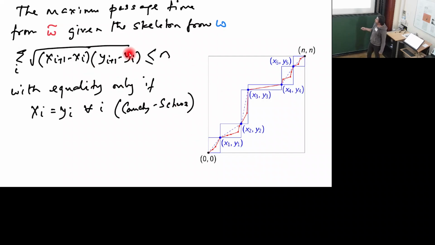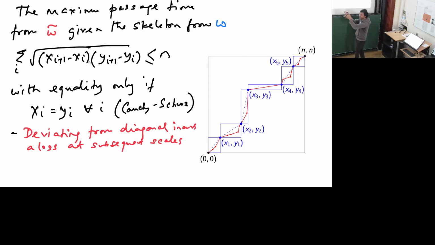Okay, but the simple Cauchy-Schwarz tells us that this sum of square roots of products is no more than n, right? Because these guys all add up to n on the two sides. And equality holds only when these guys are all the same, right? So Cauchy-Schwarz is tight if all the xi are equal to yi. So what does this tell us? Somehow it tells us that if the skeleton deviated from the diagonal in the previous scale, you lose in the next scale. Because the xi's and the yi's are the skeletons from the previous scale. So if you deviated too much from the diagonal, then you would lose in the next scale.